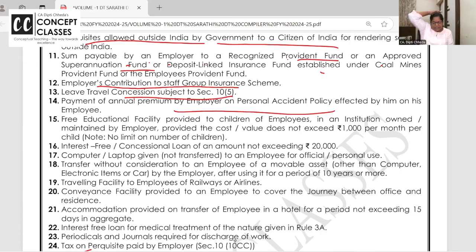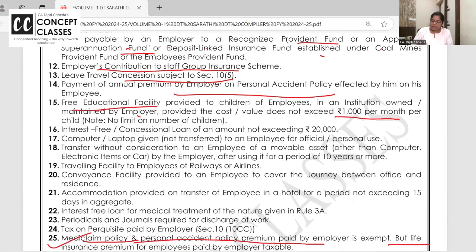Personal accident policy, and all they are exempt. Free education is exempt in a school maintained by the employer, up to 1,000 per month. Beyond 1,000, fully taxable. So if the employer is giving the employees' children a school benefit in the form of perquisite of 1,200, it will become fully taxable.